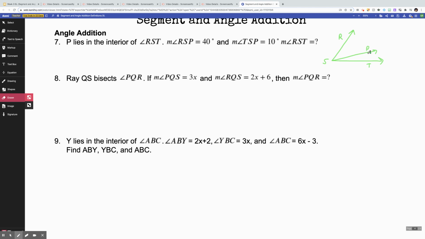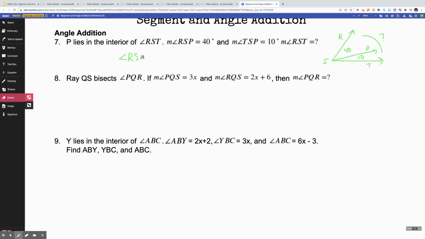So P is in the interior of RST. Notice I just put it somewhere. It doesn't have to necessarily be right in the middle. They said RSP is 40 and TSP is 10, and they want to know RST. They want to know the whole thing. So this is a pretty simple one. This is just some straight addition.